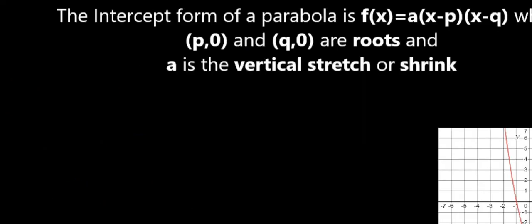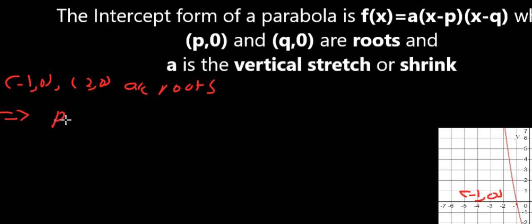The intercept form of a parabola is f of x equals a times x minus p times x minus q, where p, 0 and q, 0 are roots and a is the vertical stretch or shrink. If we have this parabola here, we see that its roots are at the points 2, 0 and the point -1, 0. These are the roots. I'm going to write them here, -1, 0 and 2, 0 are roots. This tells me that p equals -1 and q equals 2. It could be the other way around. I've just chosen to write it like that.